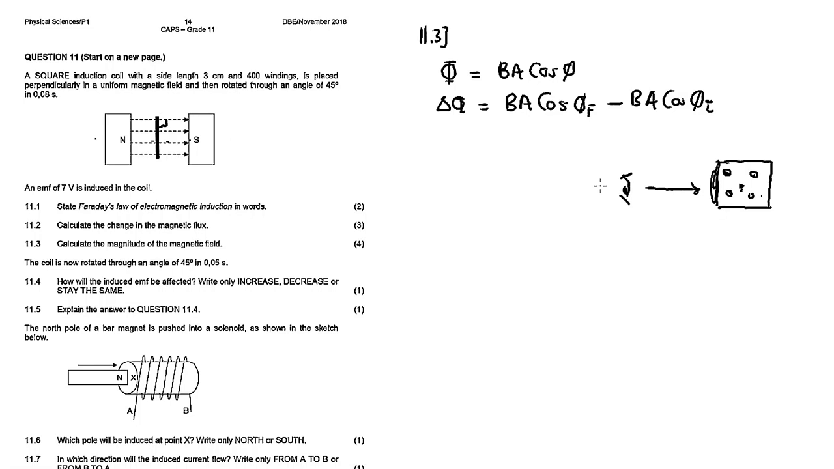Now the change in flux, let's substitute. Just to make life easier, a bit of mathematics: BA is a common factor. Instead of getting the area first, I want the value of B. I'm saving up time. Let's take out BA as a common factor, so it is BA times the bracket of cos theta final minus cos theta initial. Voila, let's substitute again.